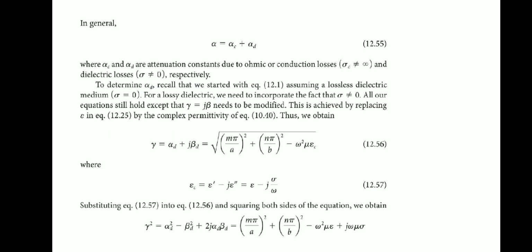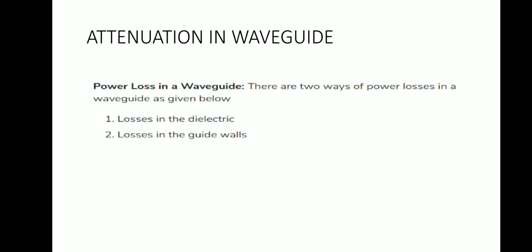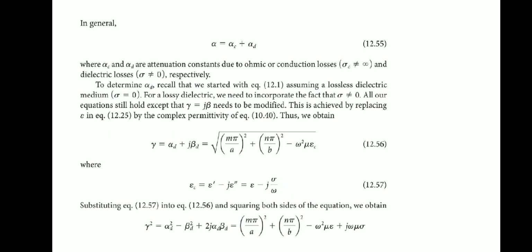In general, the total attenuation is due to what? First one is attenuation in the dielectric media. If the dielectric media is not perfect, then there will be attenuation. And the other is attenuation in the guide walls. We can represent the attenuation in the guide walls as alpha c, and that of the dielectric as alpha d. So the total attenuation we can represent as alpha c plus alpha d.